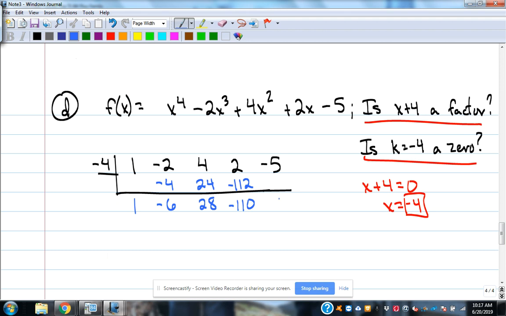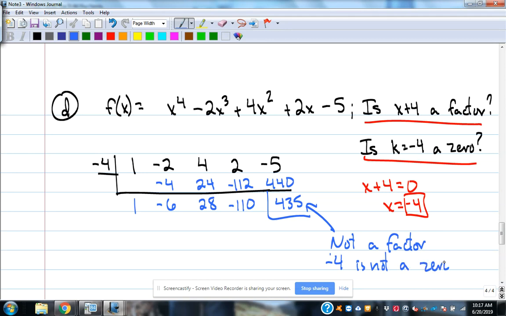440. And when you add those together, you get 435. That right there. Doesn't matter that it's 435 other than that tells us this is not a factor. And negative 4 is not a 0 or x-intercept. That's what that tells us. That does not factor that polynomial for us.